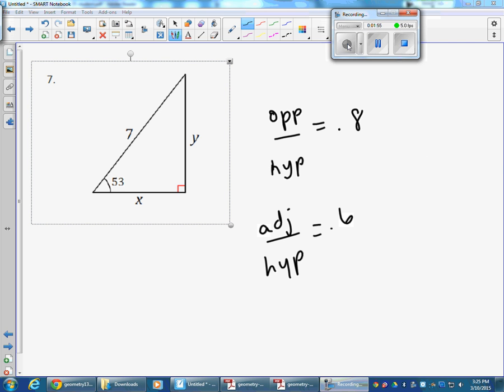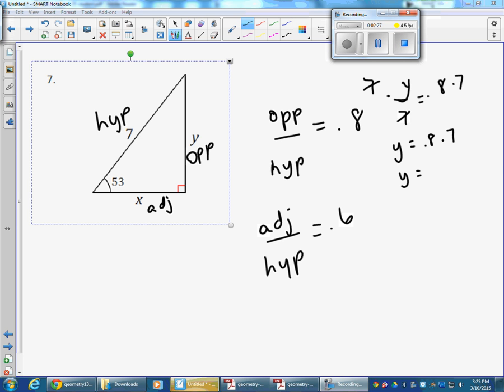Alright, so when we're looking at this problem, here's the 53-degree angle right here. So y is the opposite, 7 is the hypotenuse, and x is the adjacent. Opposite divided by hypotenuse should be 0.8, so that equation is y divided by 7 equals 0.8. To solve for y, I multiply by 7 on both sides, and I get y equals 0.8 times 7, which is 5.6.